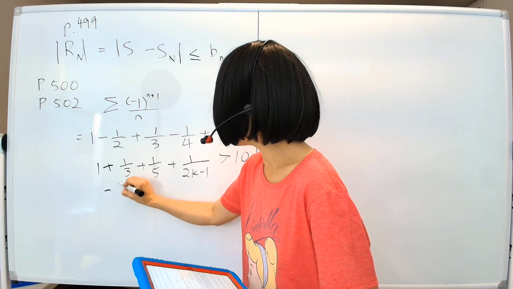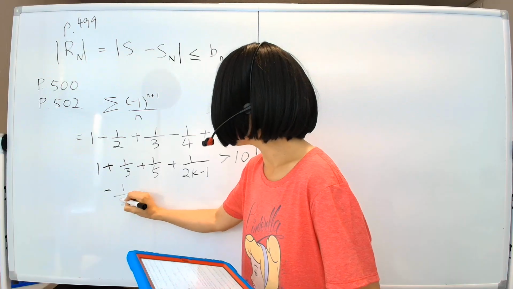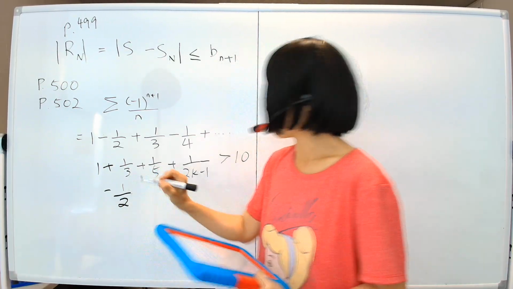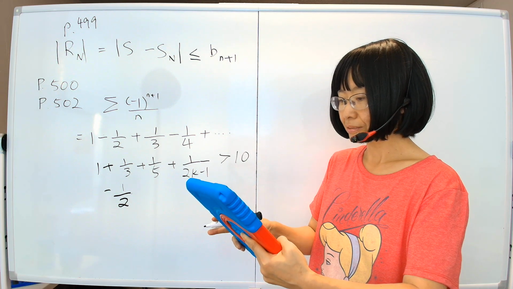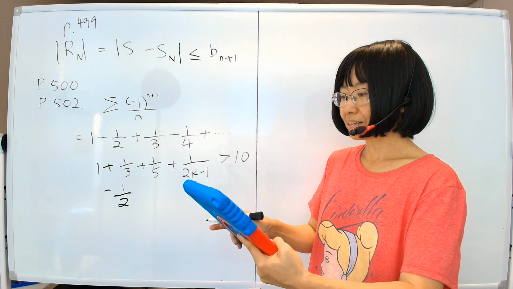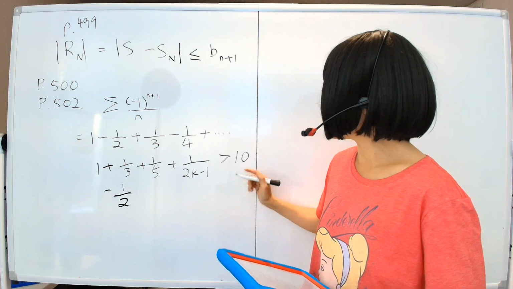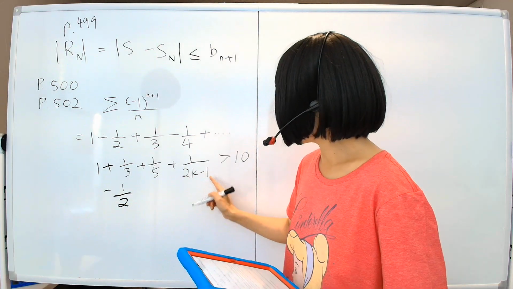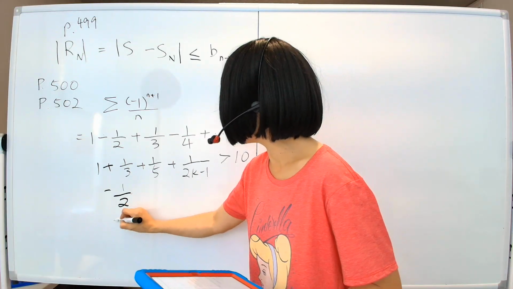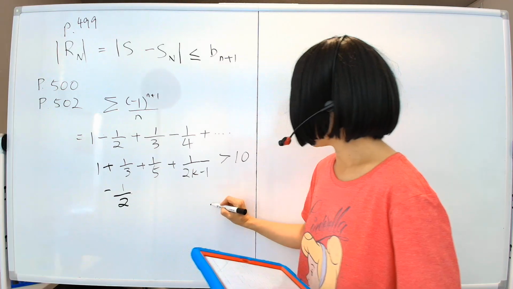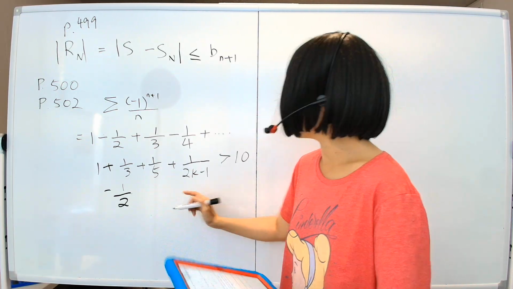So we do that, and then we subtract 1/2. We allow the first minus 1/2 to get subtracted, and then the next step is to add more stuff. From this point, after we subtract 1/2, we keep adding.